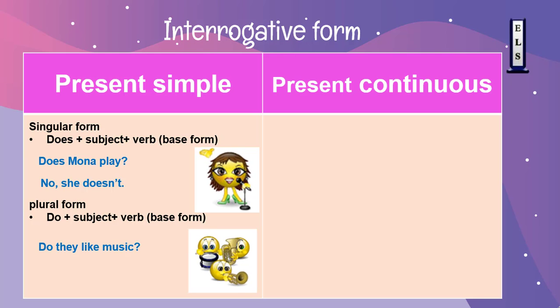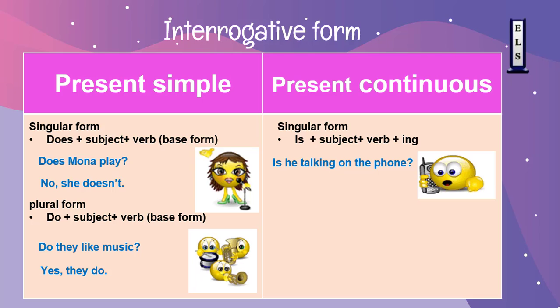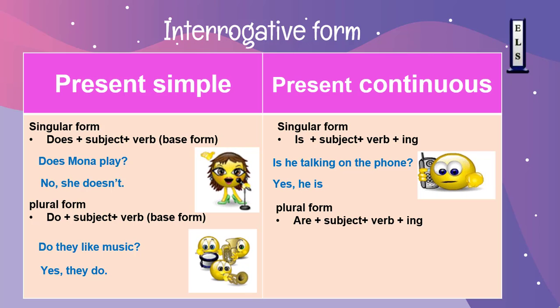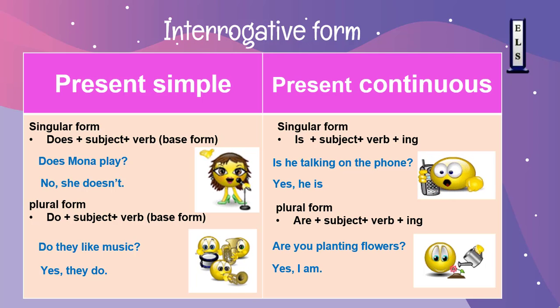Yes, they do. For the present continuous, the singular form will start with is plus the subject plus the verb ending in ing. For example, is he talking on the phone? Yes, he is. For the plural form, we will start with are plus the subject plus the verb ending in ing. For example, are you planting flowers? Yes, I am.